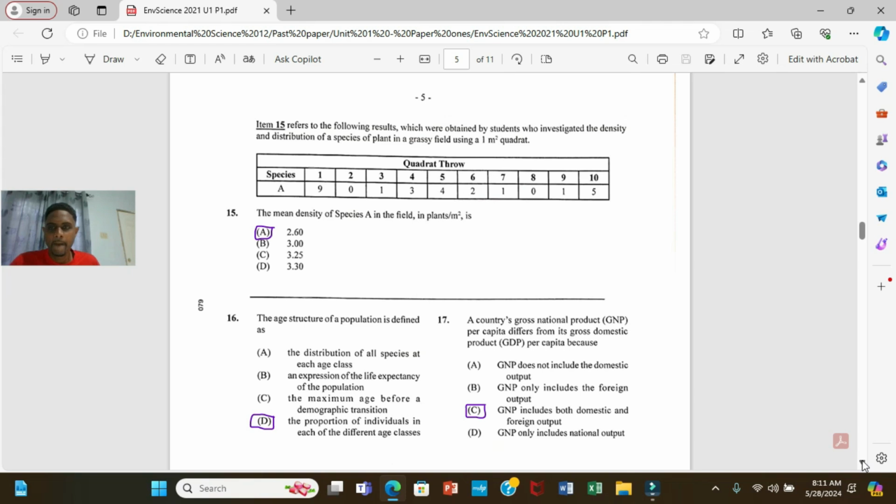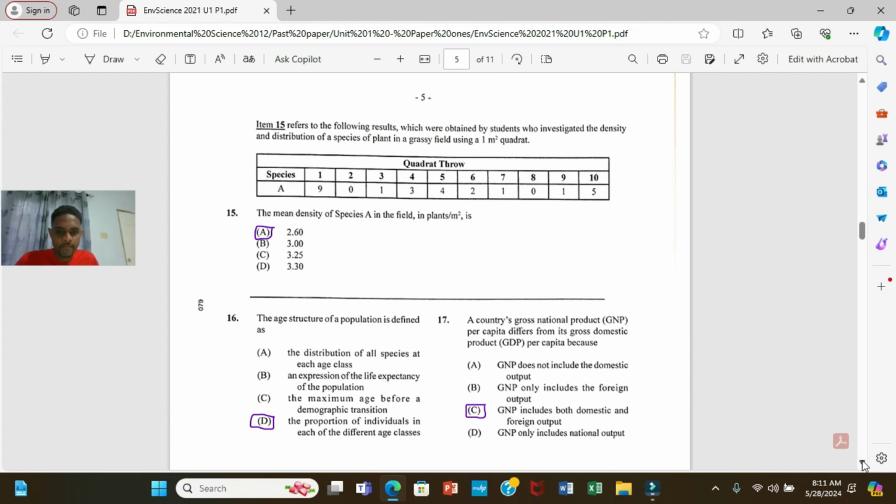Question 15. Item 15 refers to the following result, which were obtained by a student who investigated the density and distribution of a species of plant in grassy field using 1 meter square quadrat. The mean density of species A in field in plants per meter square is. The answer is A, 2.6. Number 16. The age structure of a population is defined as. The answer is D, the proportion of individuals in each of the different age classes.